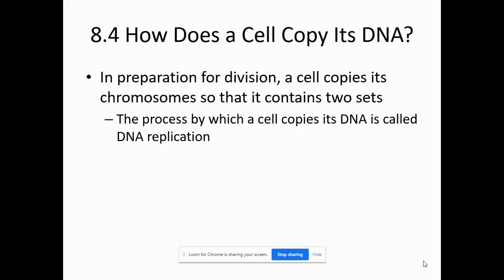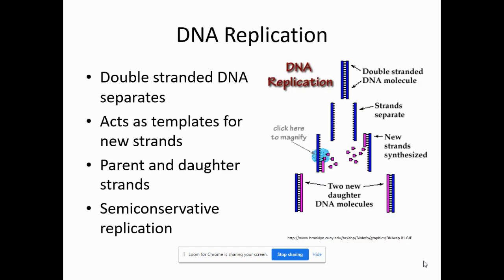So how does the cell copy its DNA? In preparation for division, the cell copies its chromosomes so that it contains two sets. The new cells produced during mitosis have to have a complete set of DNA, or a complete set of chromosomes. So the parent cell, which creates the two new cells, has to give each new cell a complete set. In order to do that, it has to go through DNA replication during the S phase.